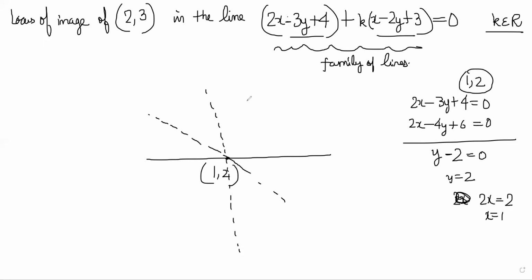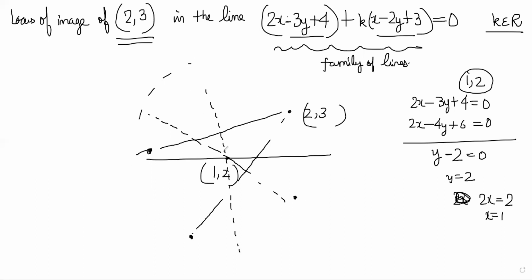And you have to find the image of 2 comma 3 in all of these lines, right? You can imagine that one image is like this, one image is going to be like this somewhere, right? It sort of starts looking like a circle, because your infinite lines will be in all directions, right?